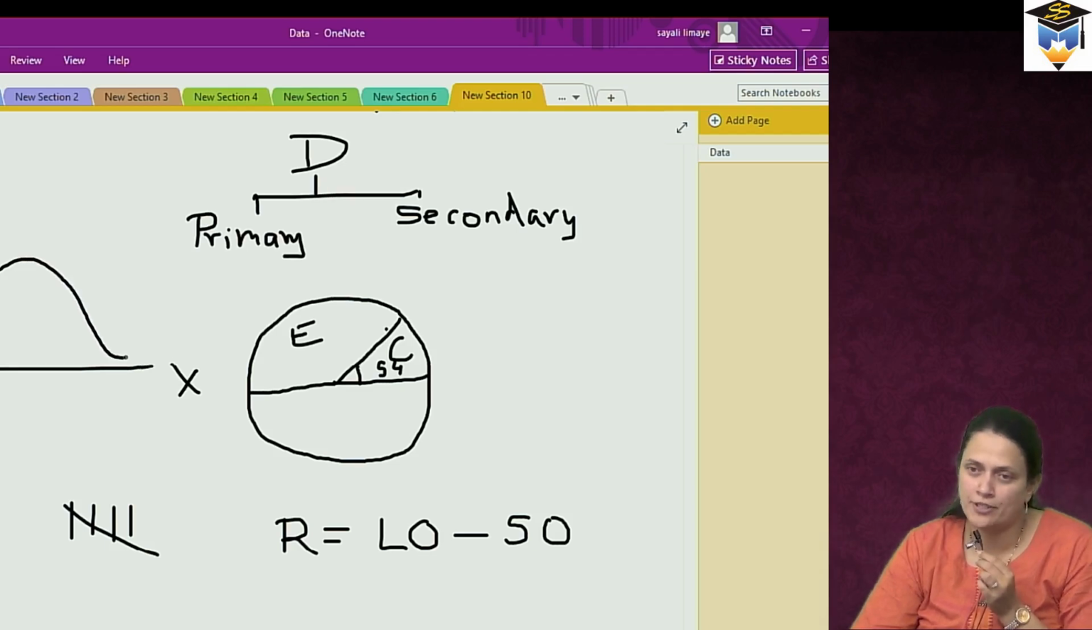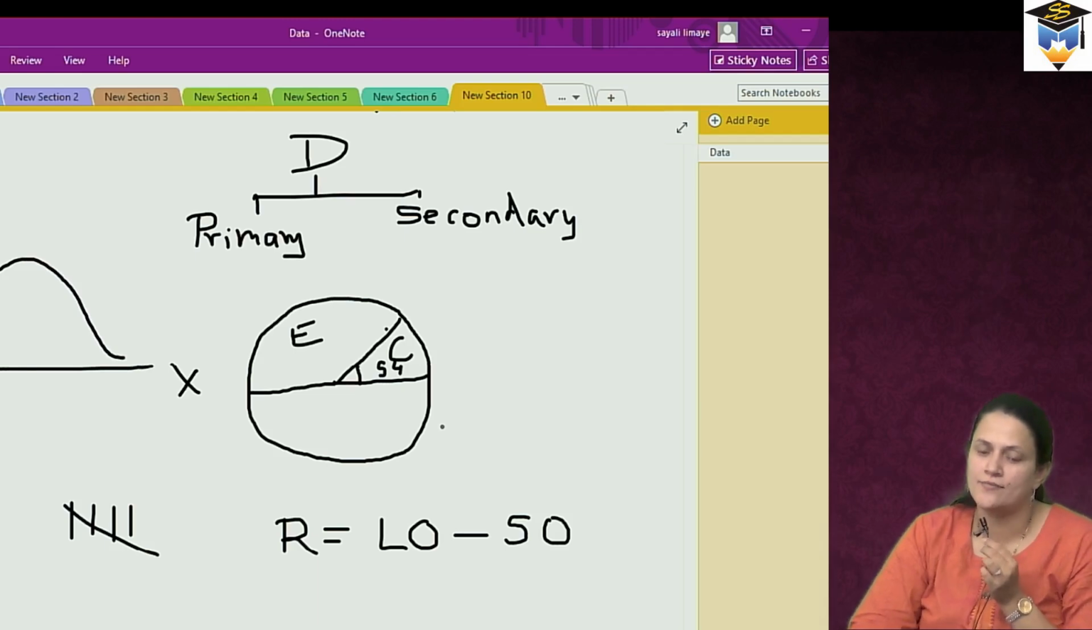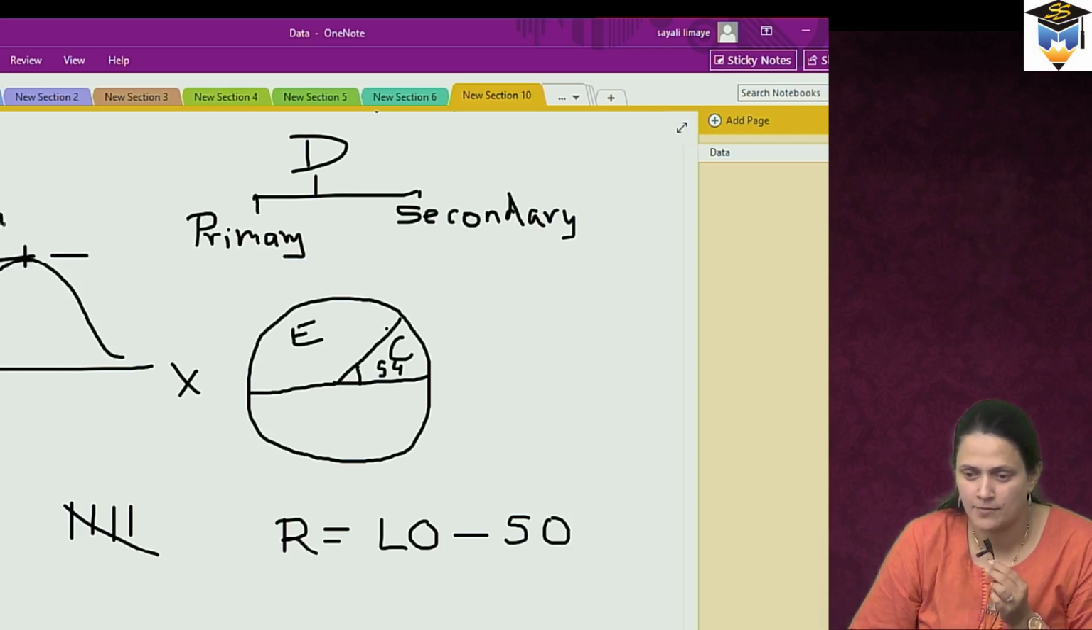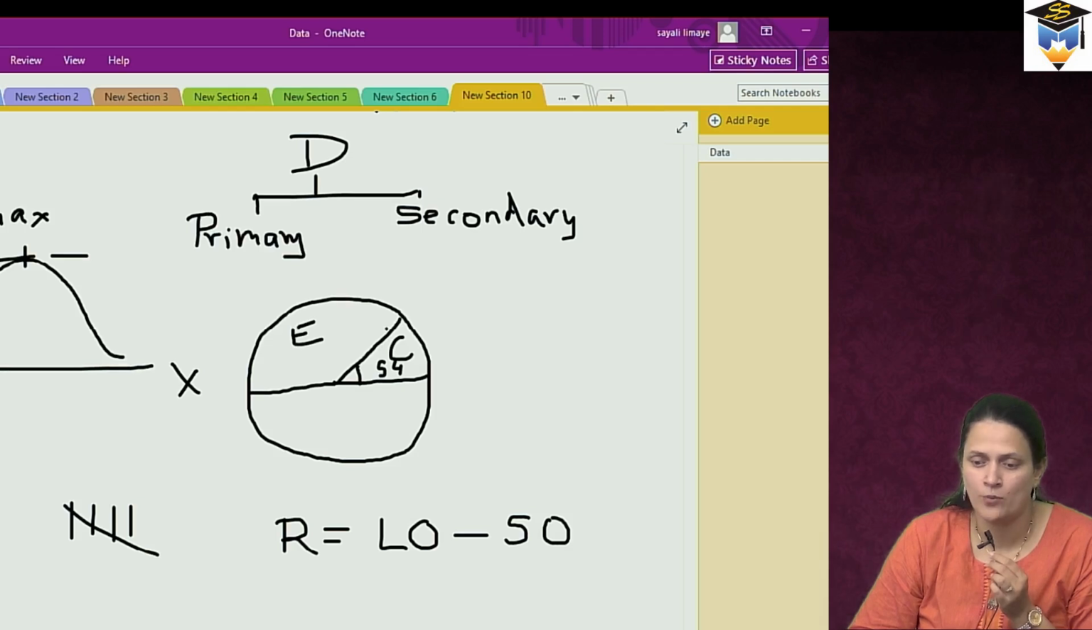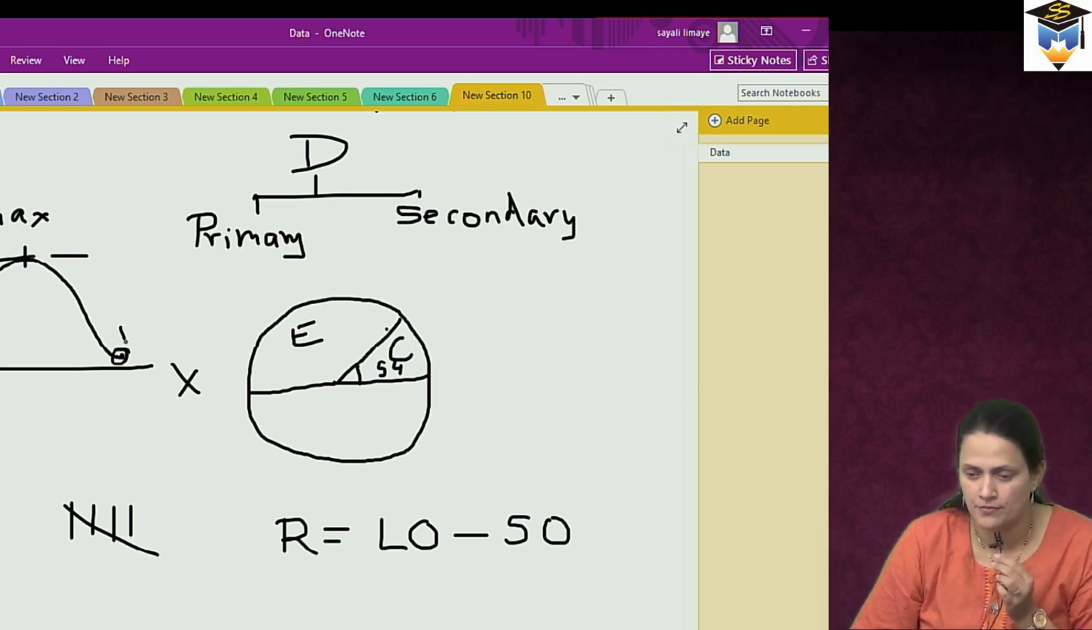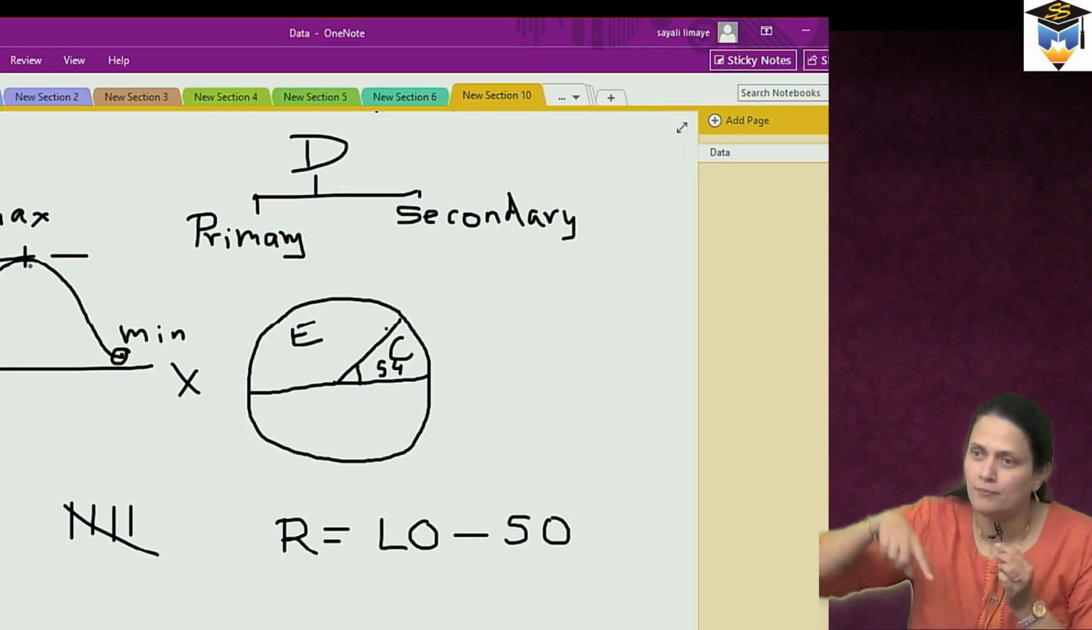Now this is a bell-shaped curve. Draw it like this. Then right here, let us say this point is the maximum frequency. These are the minimum extreme frequencies, this point and this point. These are the extremities, which are minimum. And this point is the maximum for a bell-shaped curve.